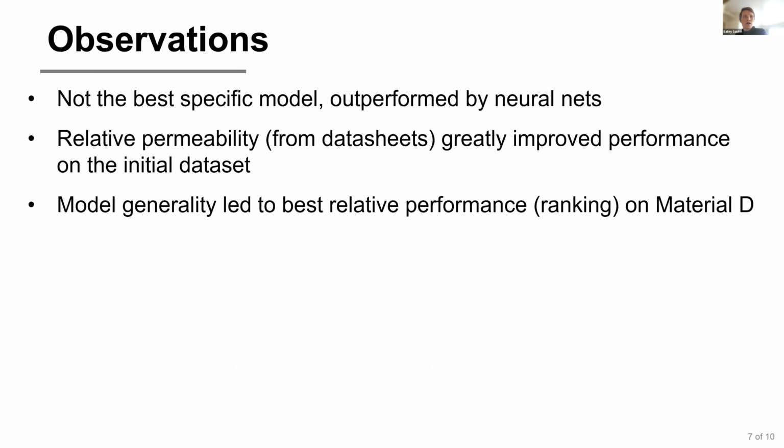So some of the observations we discovered over the course of the challenge were, after looking at results, it's clearly not the best specific model on any one material, as it's definitely outperformed by neural nets that are specifically trained for a given material. But we were pleased with its generality. By far, the best performance relative to the other teams was on material D, which is the material where you didn't have the trapezoidal, I think, wave shape. So that's good.